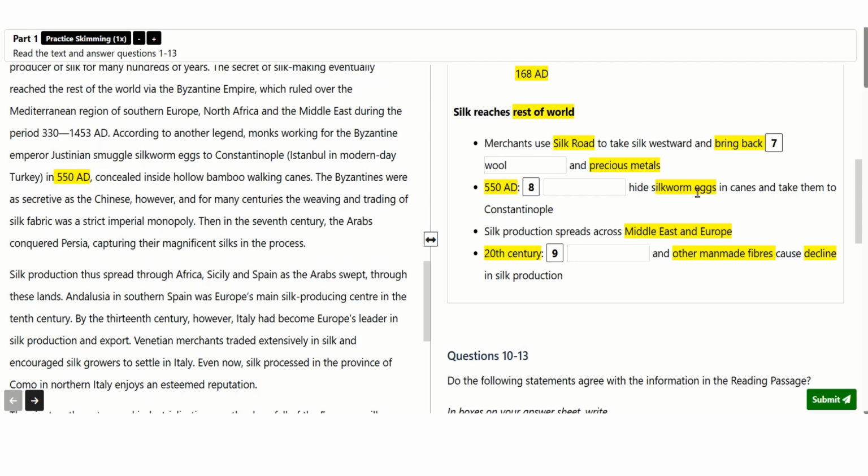Okay, dash hide silkworm eggs. We need to find who used to hide. If we read this sentence, according to another legend, monks working for this emperor smuggle. Smuggling means hiding something, don't let others know. We got the words silkworm eggs and smuggle. So, who used to hide? Monks. This is our noun.